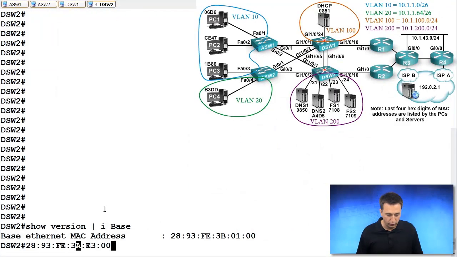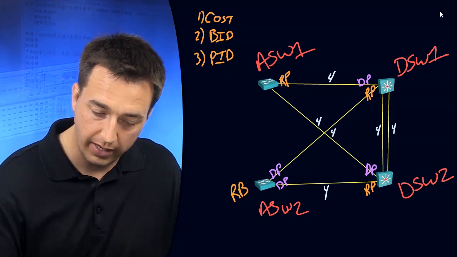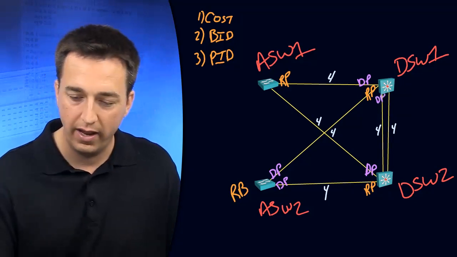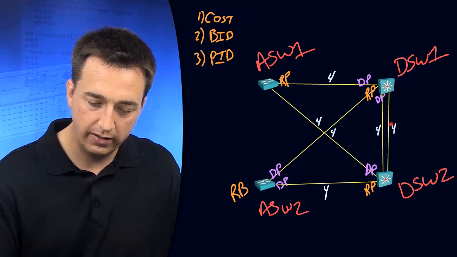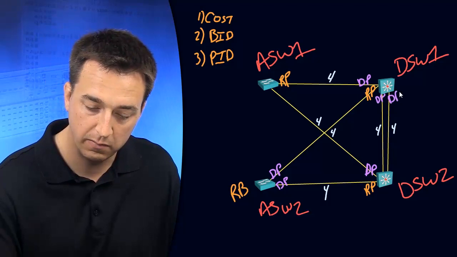We're on DSW2 right now, and here's DSW2's MAC address. Here's DSW1's MAC address that we copied earlier from DSW1. And remember, DSW1 has the lower MAC address based on A versus B. So DSW1 has the lower upstream bridge ID, making it the preferred path to get back to the root bridge, which makes this the designated port, which would also make, for this link, this one the designated port as well, based on the same criteria.